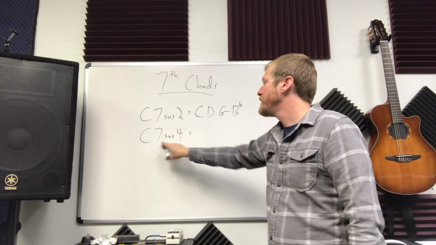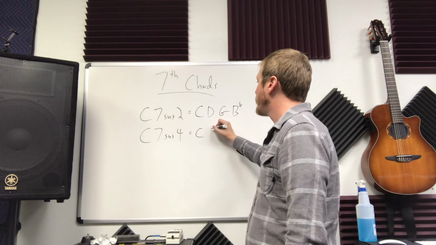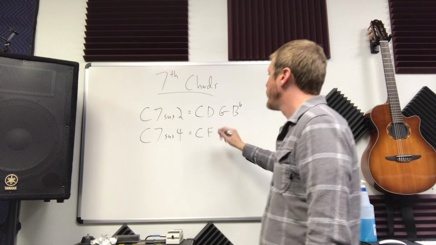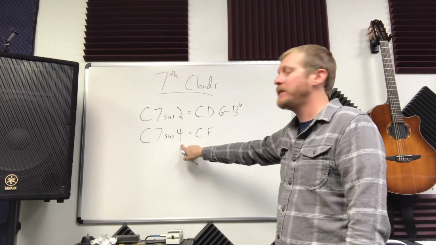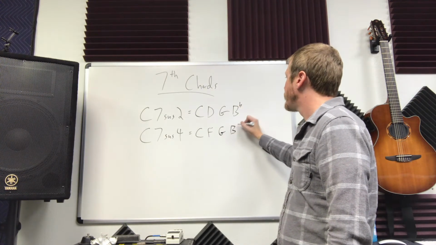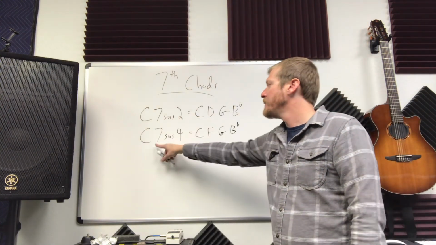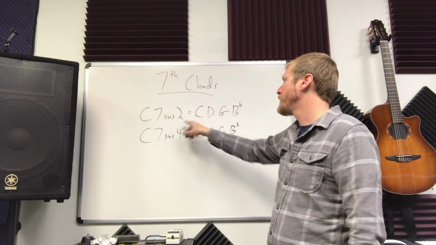Okay? Now, C7 sus4 is going to be the same concept, but we're going to go to the 4th degree. So past E, we're going to go to F, because that's the 4th of the C scale, right? So we have C, F, G, and then B flat is our flat 7. Okay? So these are pretty common, actually. You will see C dominant 7 sus4 chords in sus2.